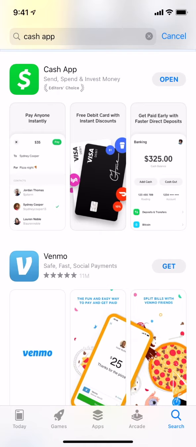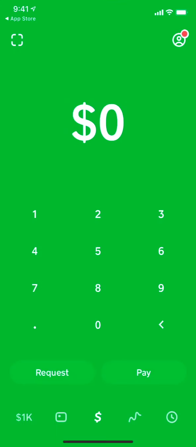Today. This is the Cash App on the screen at the top. It's actually owned by Square, so it's a very reputable company. I'm going to go ahead and click open because I've already downloaded it. So we're going to open the Cash App.